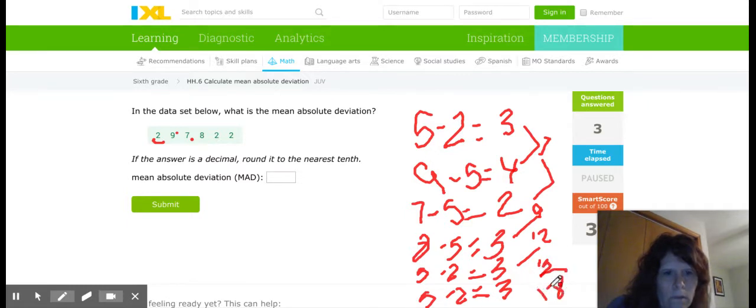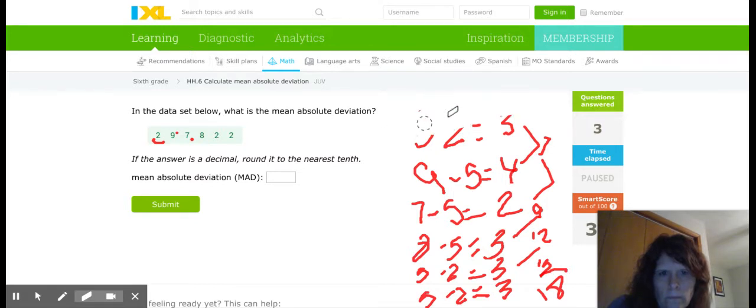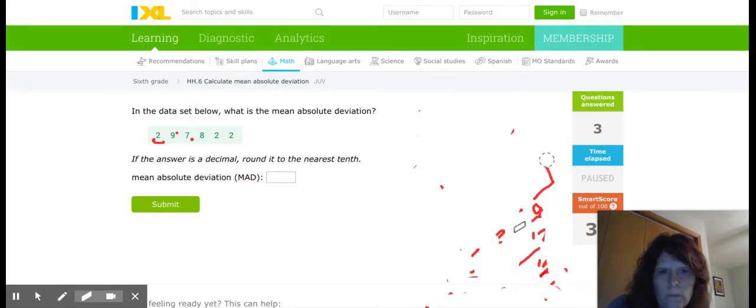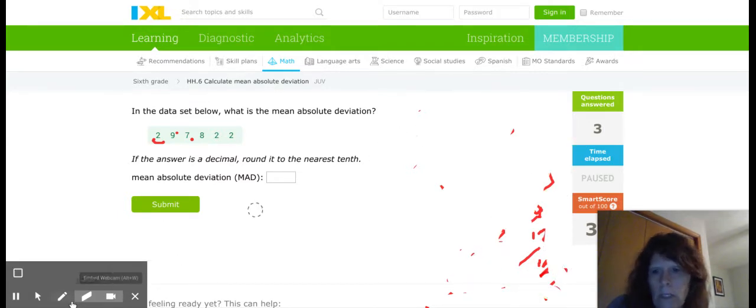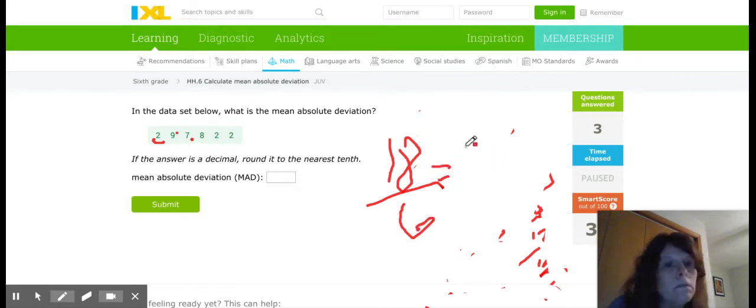Woohoo, 18. I'm going to go over here and erase all that so we have some room. So now we have our new total, which is 18. We're going to divide 18 by 1, 2, 3, 4, 5, 6. 18 divided by 6 is 3.